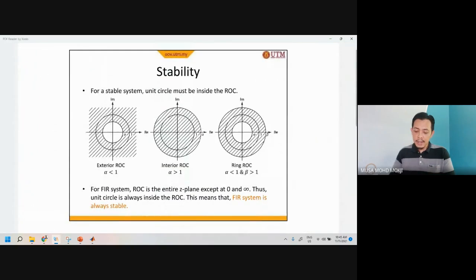Okay, next we will go for stability, because when we are looking at the ROC, we can check stability and causality. We have done causality. So what is causality? Your ROC must be greater than. If you see the ROC is greater than, then we can say that our system is causal. How about stability? For a stable system, the unit circle must be inside the ROC.